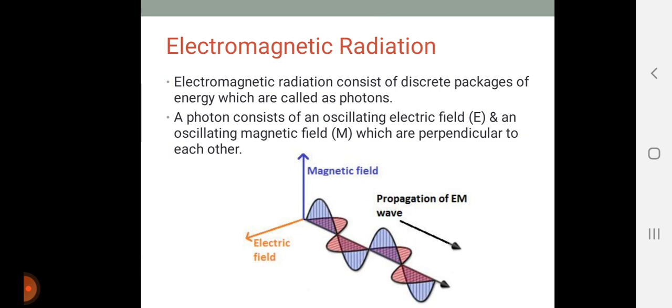So, first of all, what is electromagnetic radiation? Electromagnetic radiation consists of discrete packages of energy which are called photons. A photon consists of an oscillating electric field and an oscillating magnetic field which are perpendicular to each other.